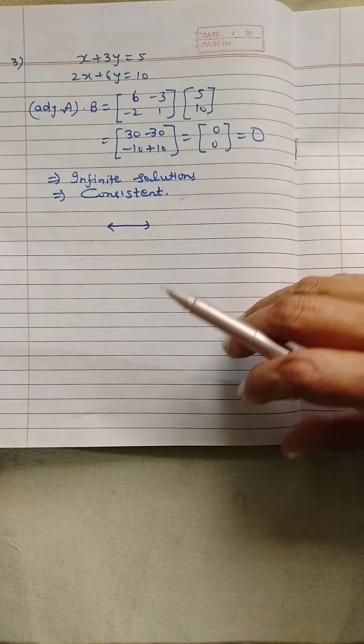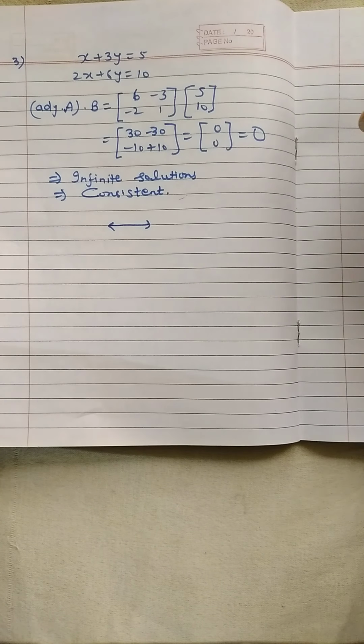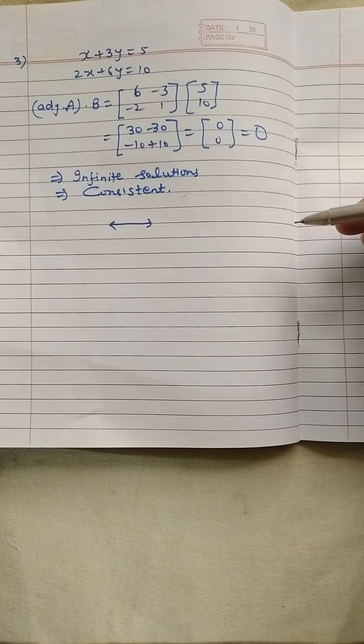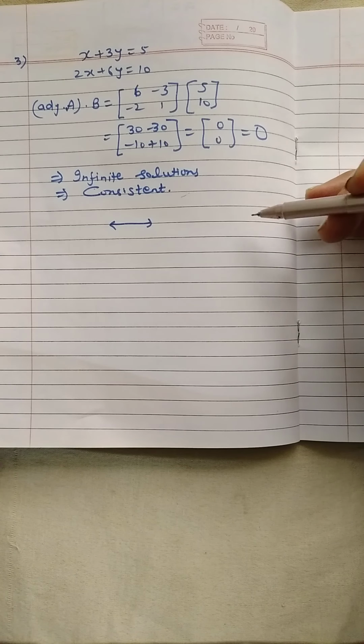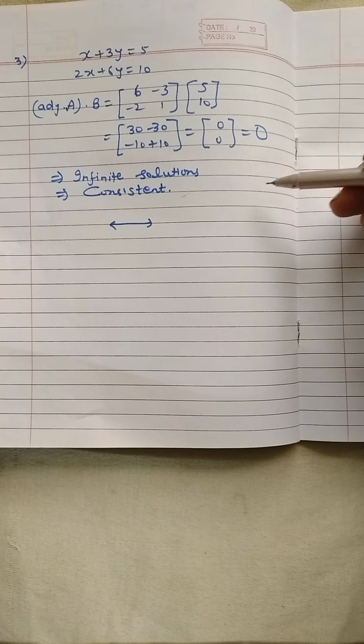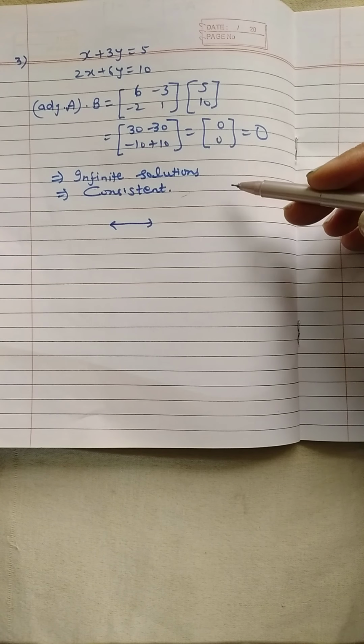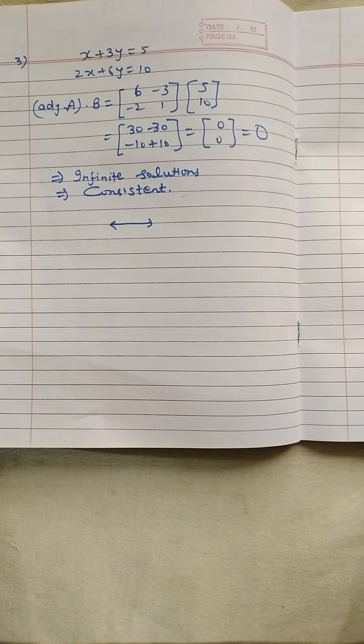So I have given you all these three examples, one of every kind, so that you will get a better understanding of the concept, how to check the consistency of the system. With this, your exercise 4.6 is over.